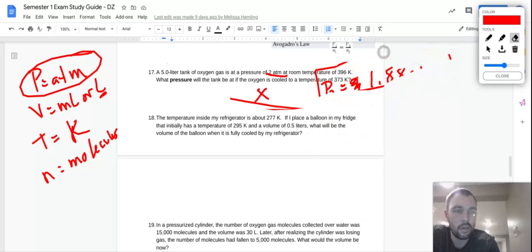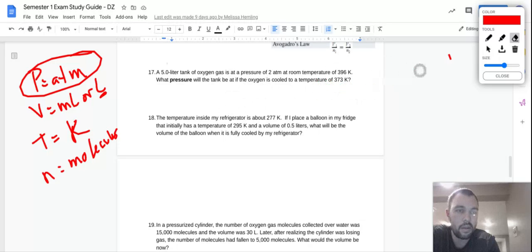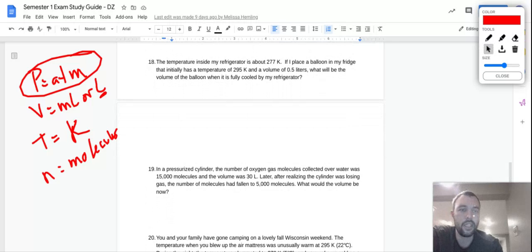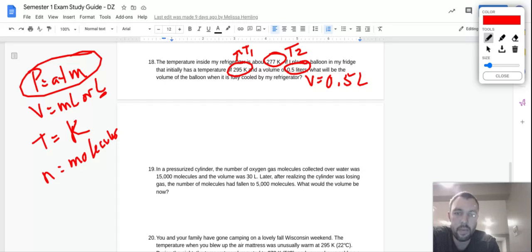So I can go down to question 18. The temperature inside my fridge is about 277 K. Okay, so that's going to be a temperature. If I place a balloon in my fridge that initially has a temperature of 295, so it was originally at 295, and then I'm going to put it in my fridge. So that's my T1, my T2, and it is a volume of 0.5 liters. What will the new volume be? So new volume, that's a question mark.